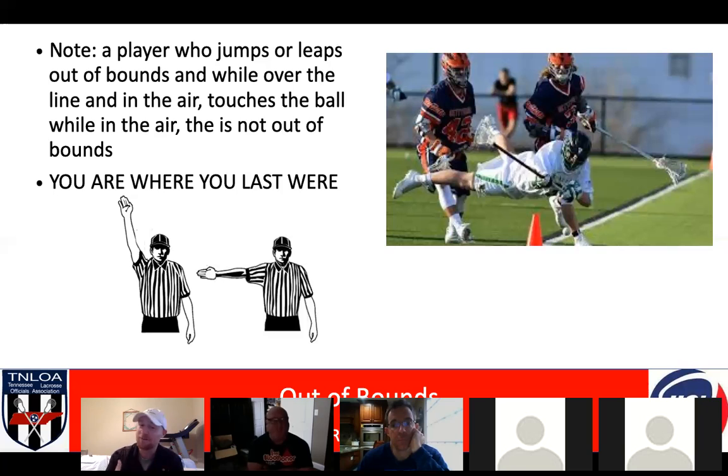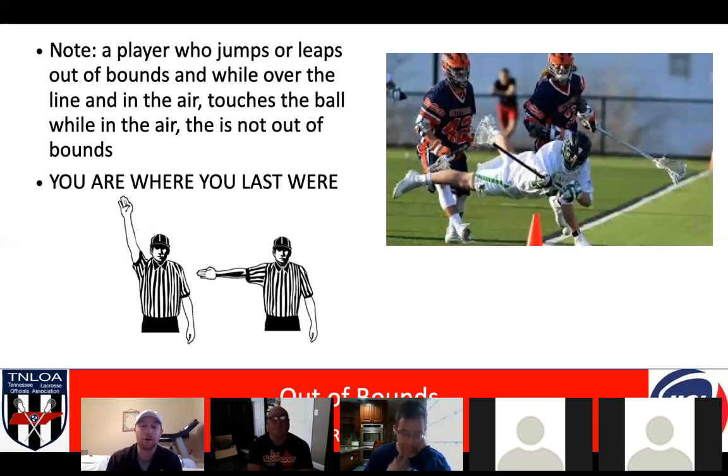I've had them. I know most people have had them. Offensive guy charging towards the corner of the offensive side, defensive side of the field. He's trying to get that last second check in. He jumps over the offensive side of the field and lands out of bounds. He's not offsides. If he touches the ground, the field of play, then he's offsides. But if he leaps over it, he's not offsides. You are where you last were. The same thing happens with crease play. You are where you last were.